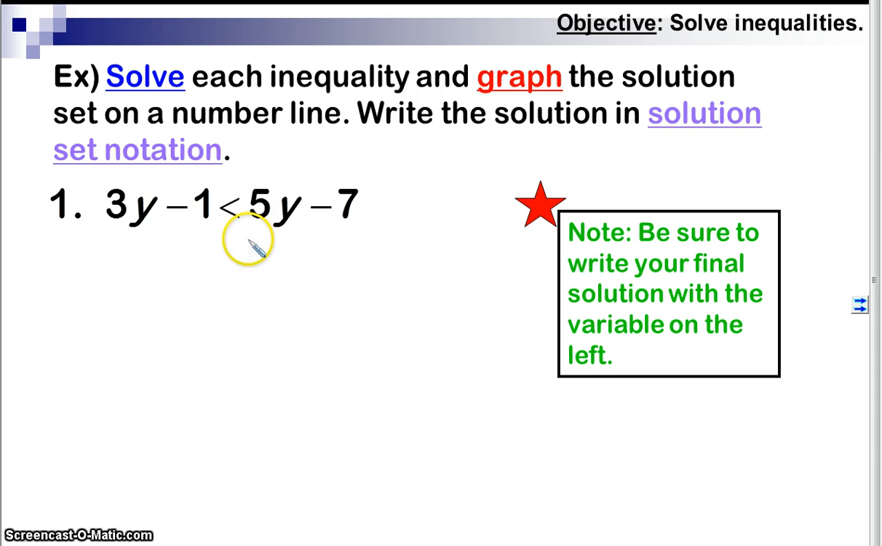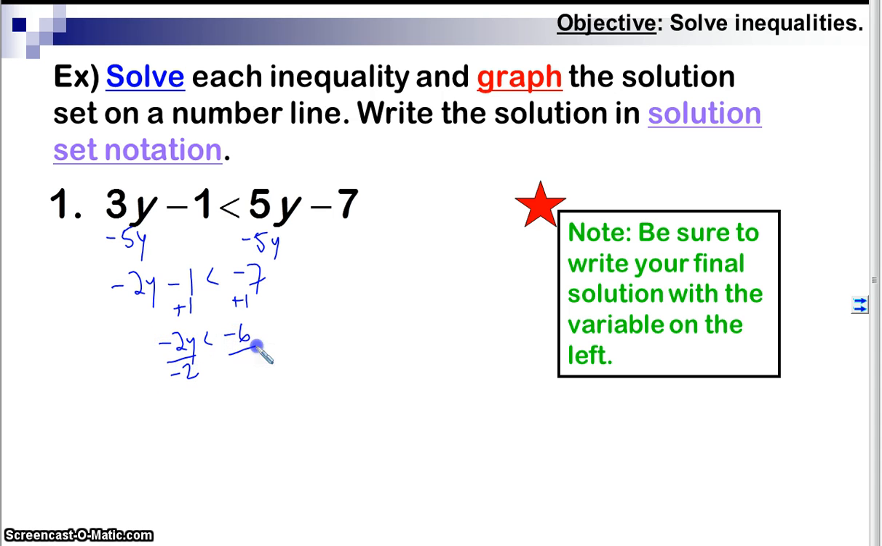I'm going to solve this. I'm going to subtract 5y, just like I would if I was doing this with an equation. This is just like an equation, only an inequality, and we're really only worried about the end. So let's add 1. We're going to do everything the same, and then divide by -2.